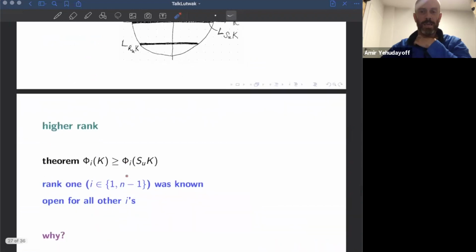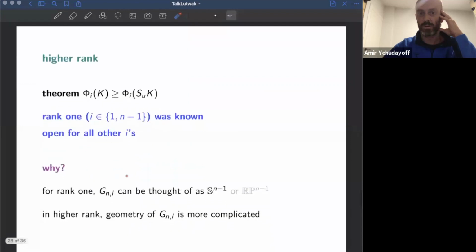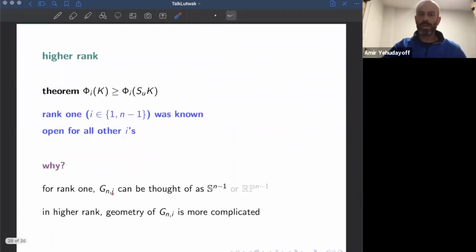And now this was known for a very long time, even before Lutwak's conjecture. But for all other i's, it was not obvious how to implement this strategy. So why is this the case? Why was it not implemented? The reason is something like this. When i is equal to 1 or to n minus 1, the Grassmannian is basically a sphere or a projective space. But think about the sphere, because either the direction of the Grassmannian is a point on the sphere, or the direction is the orthogonal complement of the thing you want to sample. So it's the same. You can think about this space as the sphere.